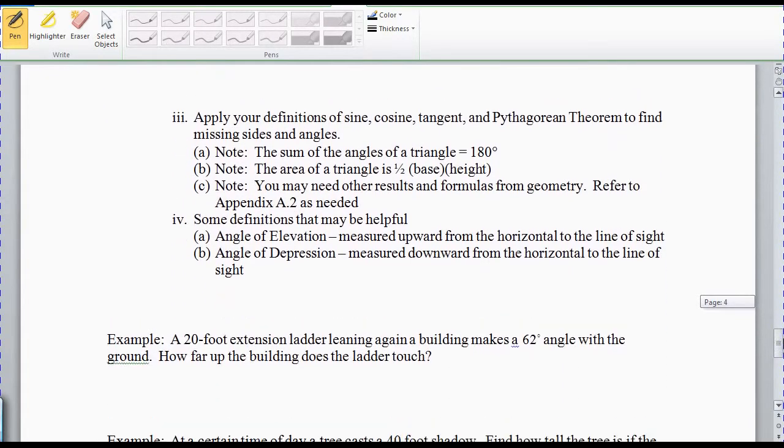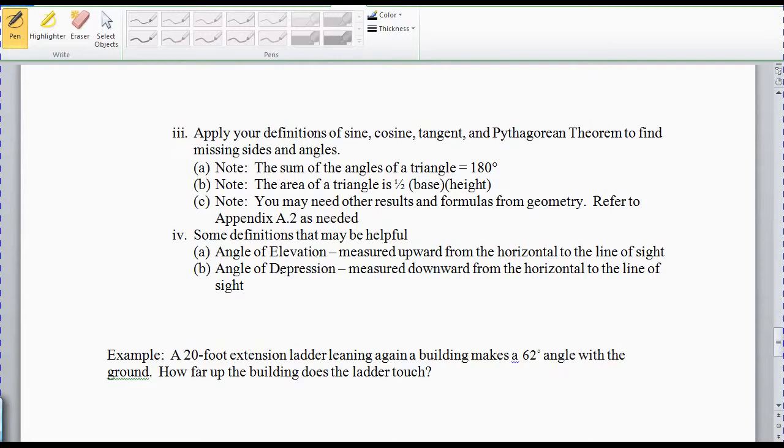And the main thing is on this that you may or may not know. Well, there's some things. The sum of the angles of a triangle is 180 degrees. The area of the triangle is 1/2 base times height. There's some other geometry formulas. Your book may have an appendix that you may want to look at. But the angle of elevation and the angle of depression are probably something new for you.